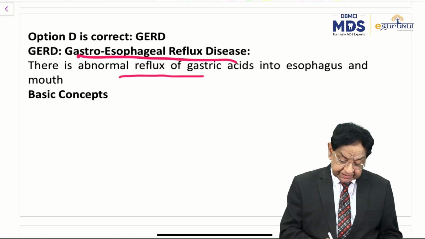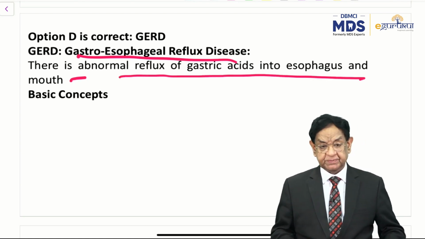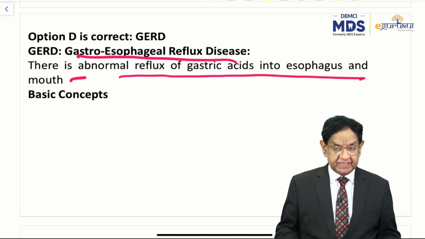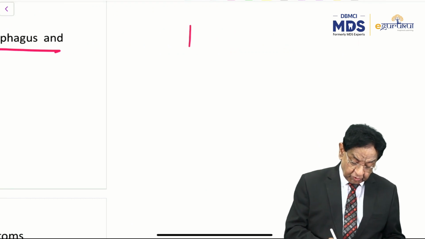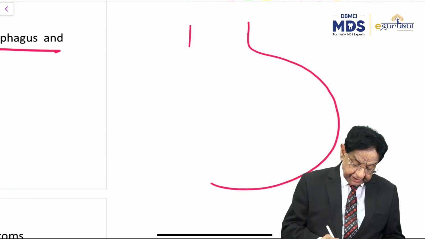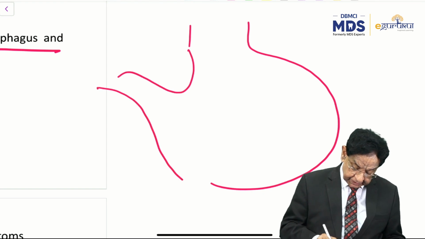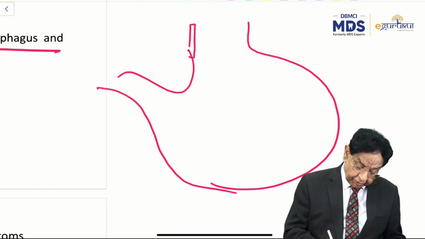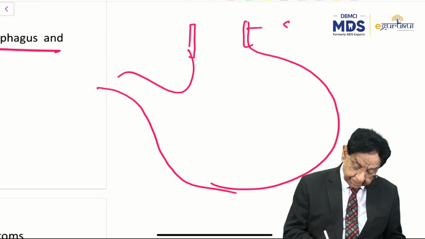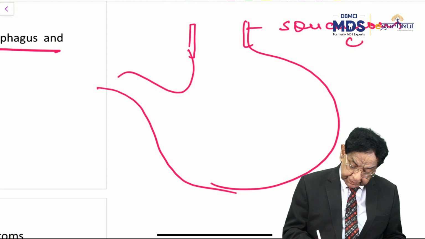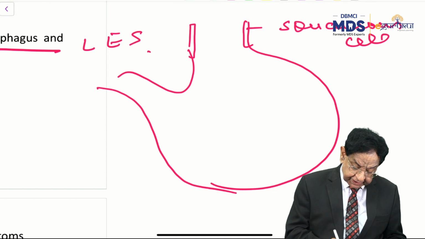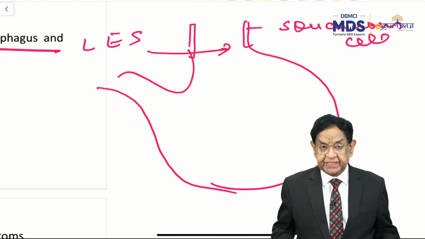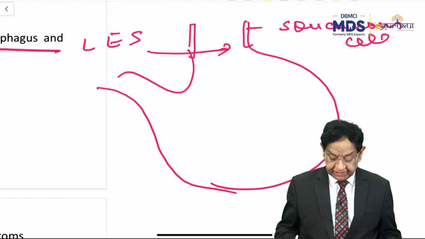There is an abnormal reflux of gastric acid into the esophagus and the mouth. This you will never understand unless you know the basic concept. The basic concept goes like this. This is the lower end of the esophagus. Here is the stomach. And the lining of this is squamous cell. And this is the lower esophageal sphincter. L for lower, E for esophageal, S for sphincter.